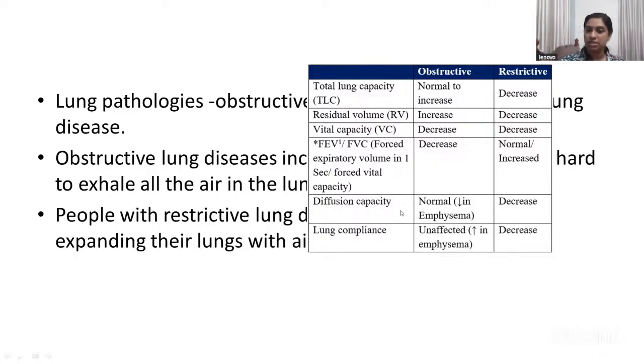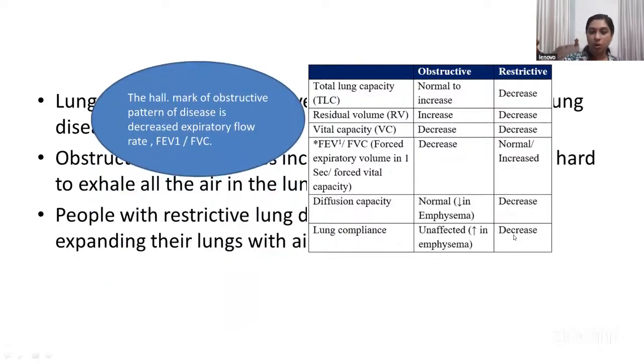And diffusion capacity is essentially normal in obstructive types of diseases, whereas in emphysema it reduces. And in restrictive it will decrease. And lung compliance is unaffected in obstructive, whereas it is increased in emphysema. Emphysema is an exception. In restrictive, compliance is decreased. Compliance increases when there is loss of elasticity of the lung.